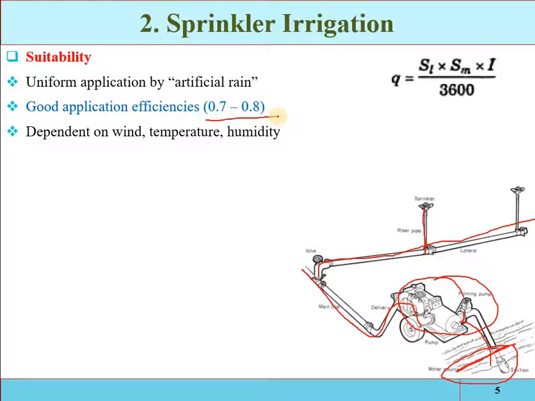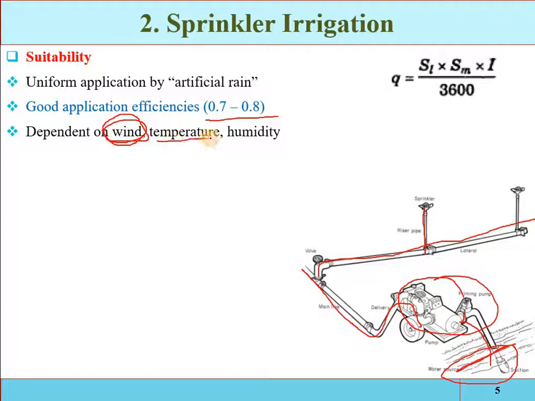Dependent on wind, temperature, and humidity. See, if the wind speed is high, then the pattern of the flowing water will be disturbed. So the water will not be applied uniformly, and the uniformity of the application of water will be disturbed. So these are the limitations.